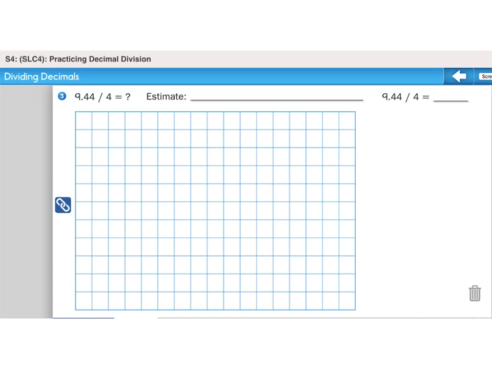Okay, so for number 3, we have 9 44/100 divided by 4. So once again, we're going to make an estimate, and we could round that 9.44 up to 10. And then we're going to divide it by, let's round the 4 up to 5 to make it easy, 10 divided by 5 equals 2. So that's our estimate. Then we're actually going to do the division as though this is whole numbers. So it would be 944 divided by 4.